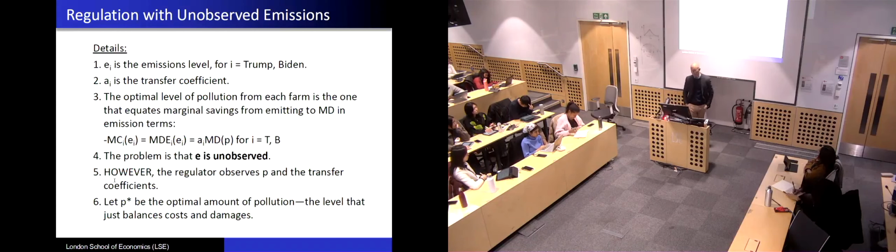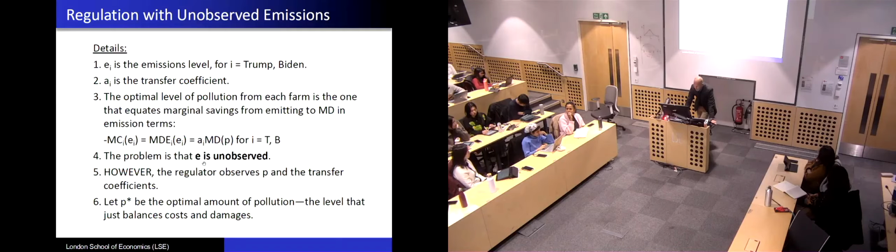The optimal level of pollution from each farm is the one that equates marginal saving from emitting to marginal damage in emission terms. Remember, we talked a lot about that last week. We want to talk in the same kind of language, because the cost of reducing emission is in emission terms, and the cost of the damages is actually in pollution terms, so we can use the transfer coefficient to translate emission to pollution. So this is what we get: the negative of the marginal cost of emission equals the marginal damage of pollution times the transfer coefficient, and that's true for each one of them, for Trump and Biden.